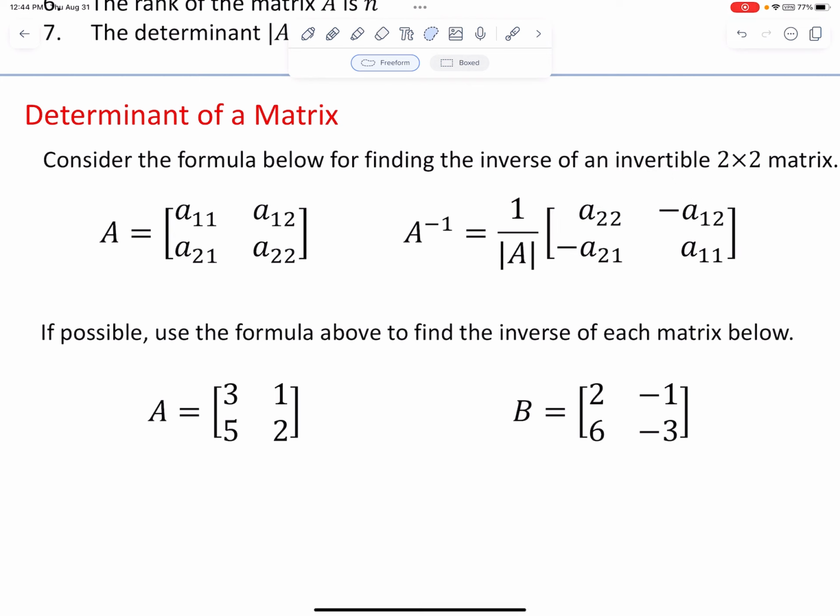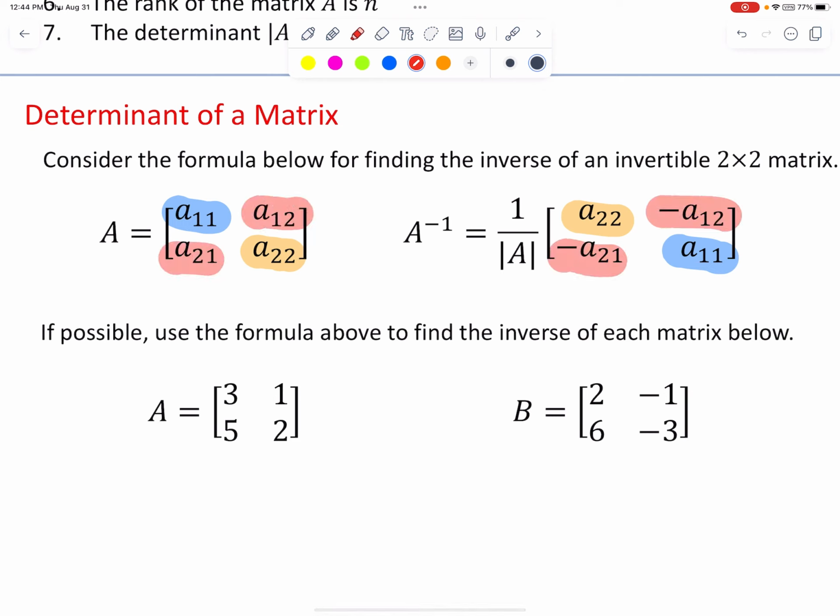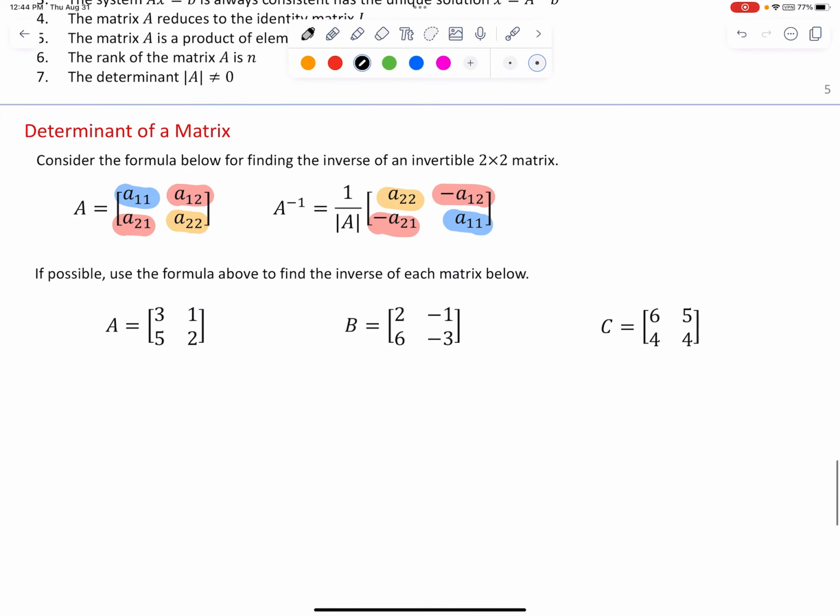Now notice what's been different. Let's do some highlighting. A22 is now in this position, and A11 is now in this position. So the main diagonal flip-flopped. And then the other thing to notice is that A12 and A21 are in the same positions, but you change their signs. Okay, let's apply this to finding the inverse of these 3 2x2s.